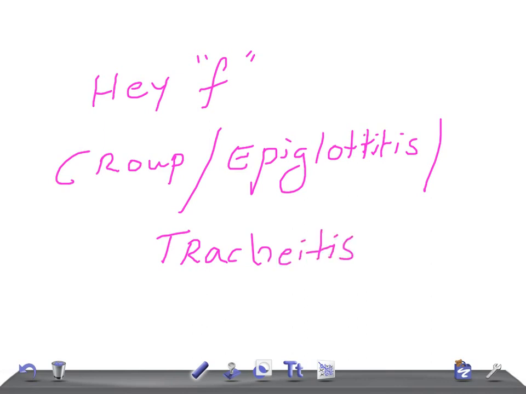So I'm going to talk about the characteristics, and this is really very important for the USMLE Step 1 examination and even for Step 2 CK or any other medical board examination, and even for a clinical examination, because these conditions act similarly and there are only a few different points that you should remember that can help you differentiate whether it's croup, epiglottitis, or tracheitis.